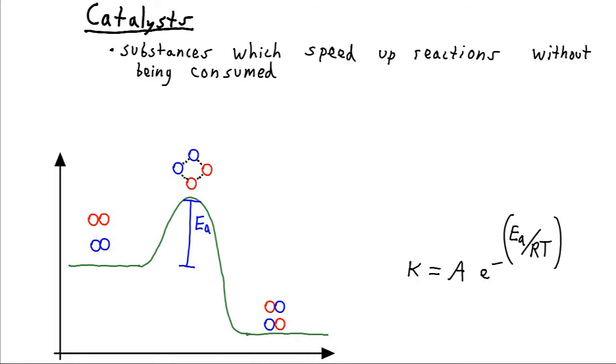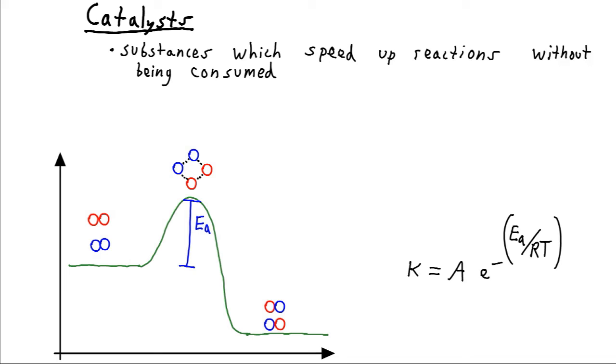So we can definitely change the rate constant by altering the temperature. We also have this variable to work with, the activation energy. We can change the rate constant if we can find a way to change that activation energy. The way we would do that is through what's called a catalyst.